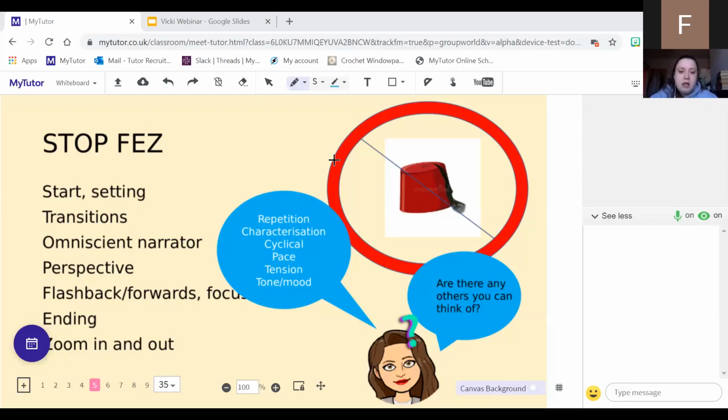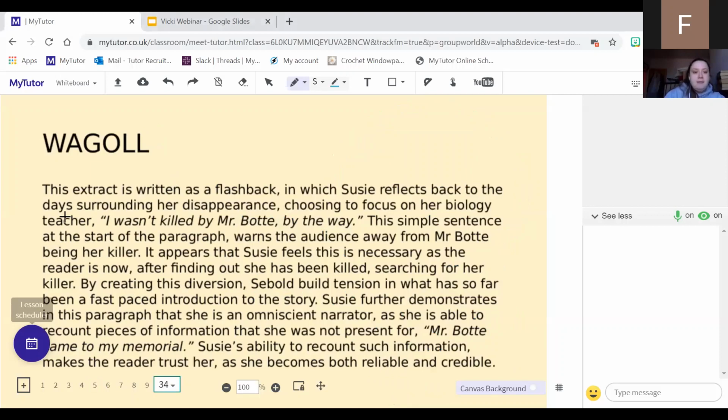What does embedding quotations look like? Right, so let's flick back to the waggle. This is embedding quotations, so just carrying on the sentence and effectively squeezing it in there seamlessly. So, choosing to focus on her biology teacher. I wasn't killed by Mr. Bot, by the way. So instead of saying, for example, I wasn't killed by Mr. Bot, by the way, so not using "for example" or "this is shown by", you can do that, but it's not as sophisticated as embedding your quotations. In AQA, they do love you to embed a quotation, so I definitely recommend that.